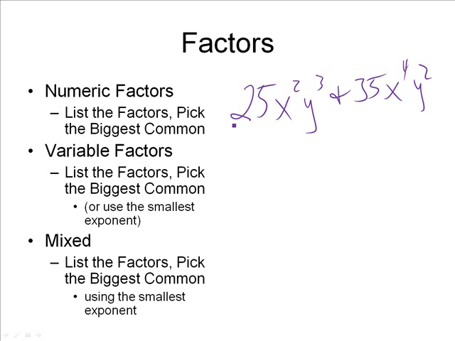Our greatest common factor, we'll look at the numbers first. The greatest common factor between 25 and 35, we shouldn't need to list all those, it's going to be 5. The greatest common factor for x squared and x to the 4th is going to be x squared. And the greatest common factor for y cubed and y squared will be y squared. Simple. Nothing too scary, nothing too hard, nothing to get freaked out about.